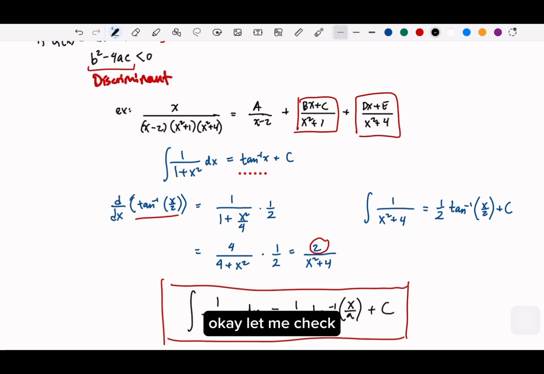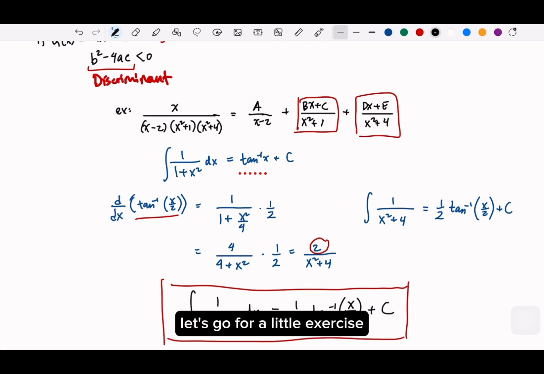Okay, let me check. What should we put down here, down there? Okay, partial fractions finished.